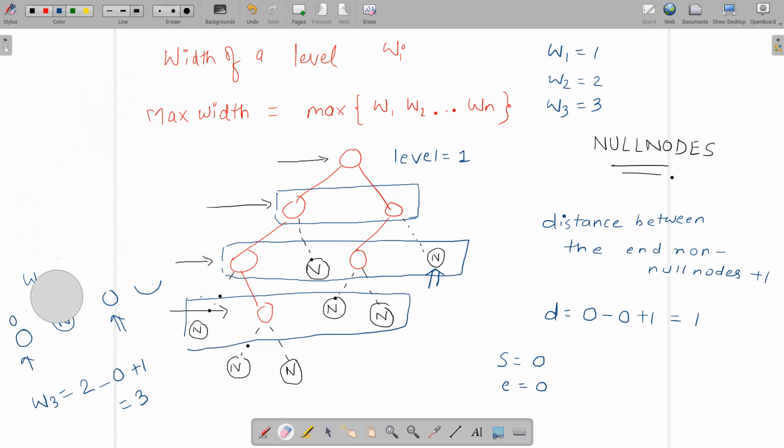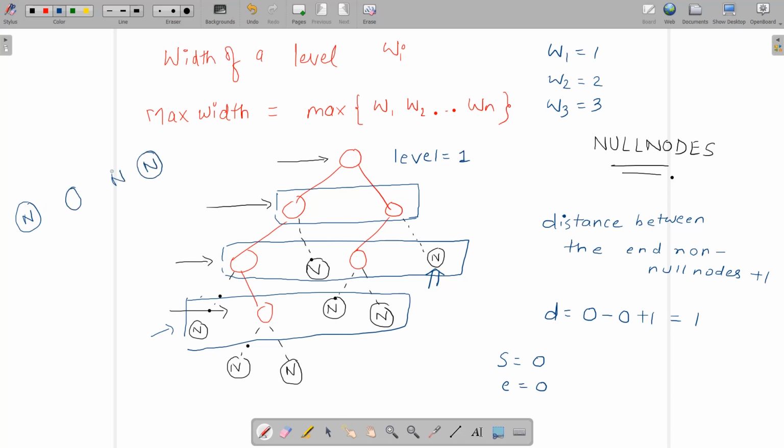Now we are talking about this position. Now we have this null node, and then again we have a non-null node, null node, null node. So this is the first non-null node, so its position would be 1. Its position is 0, its position is 2, its position is 3. And what is the last non-null node? It is again this one.